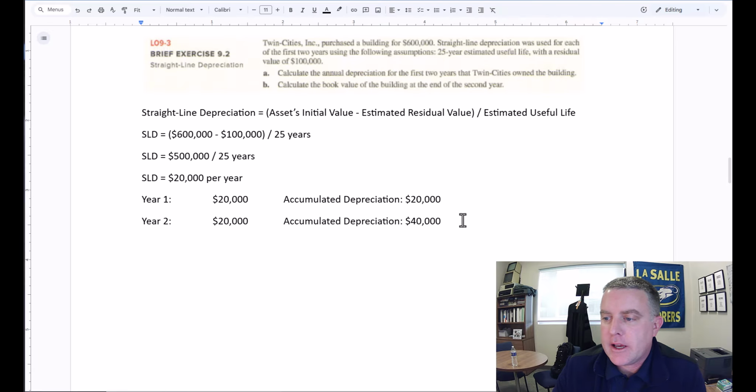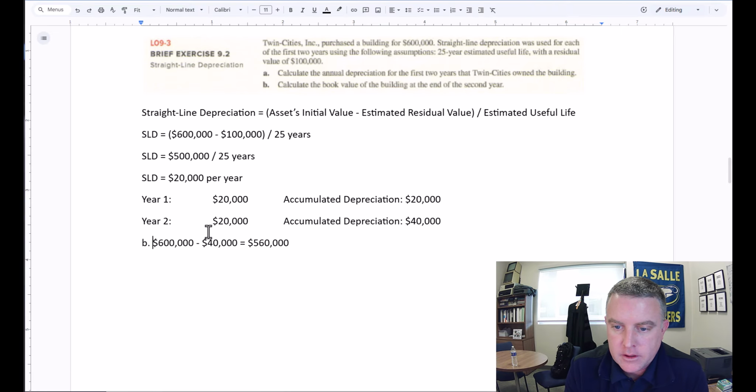Now, this asset had a starting value of $600,000, and so far we have depreciated it by $40,000. So the value of the building after the end of the first 2 years is $560,000. So part A is saying calculate the annual depreciation for the first 2 years. The annual depreciation is $20,000 per year for a total of $40,000. And then part B is saying calculate the book value of the building at the end of the second year. And so we just did that here for part B. This is B, this is A.